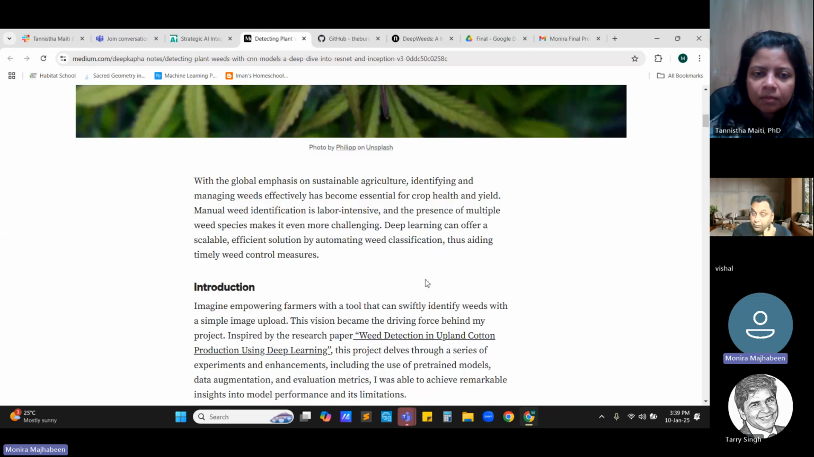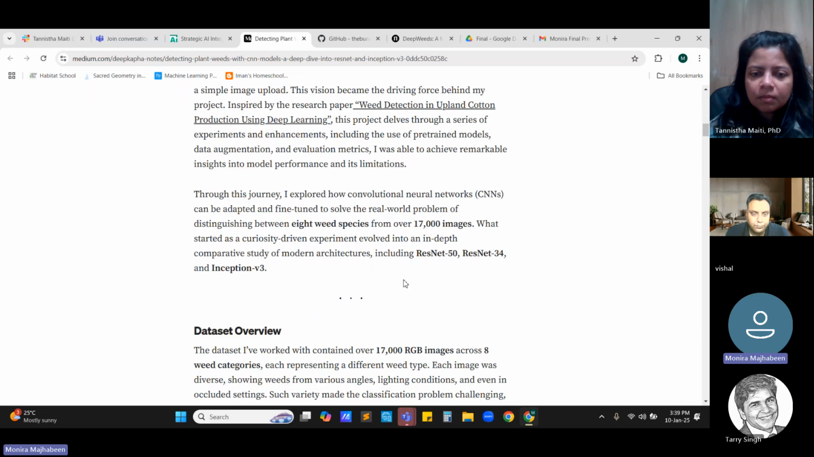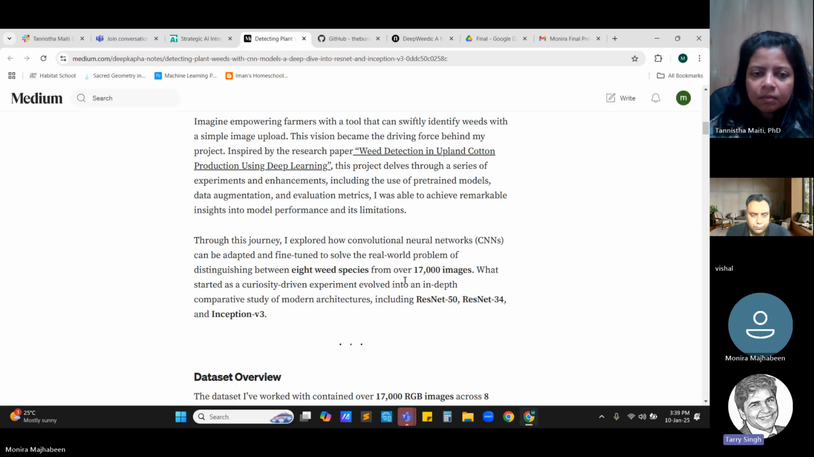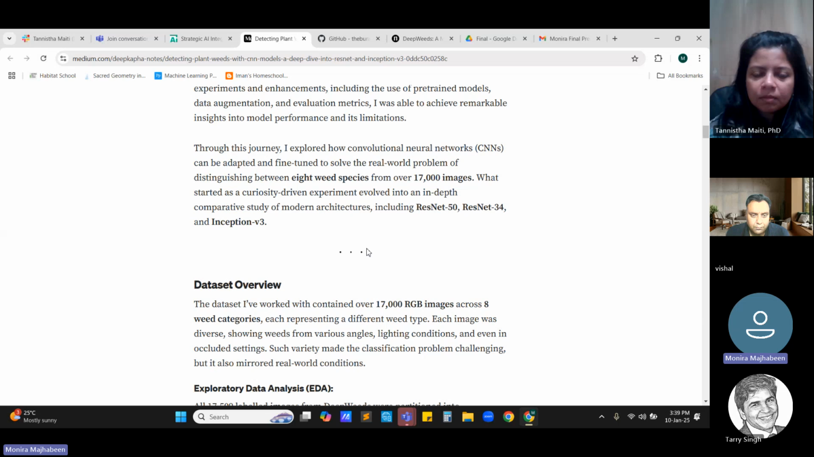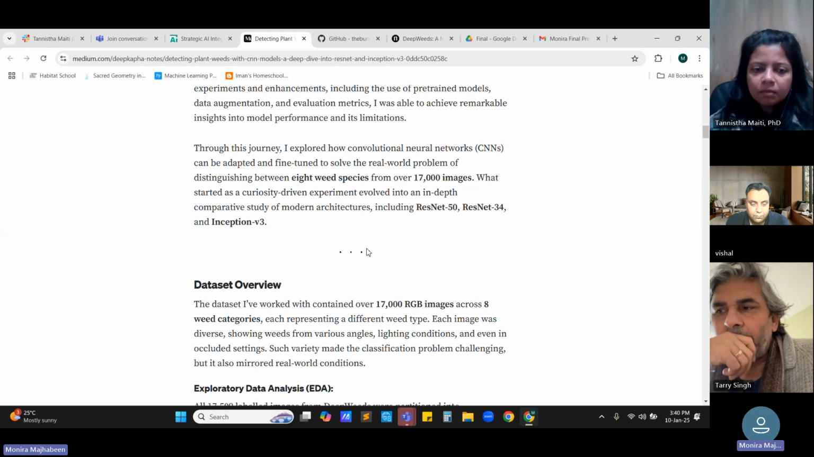So in this project, I tried to address the need for precise weed identification by leveraging deep learning to classify 8 distinct weed categories over 17,000 images. We have also built a user-friendly web application interface using Streamlit for real-time weed classification, which, if we can develop it further at a later stage, can be used by the farmers.